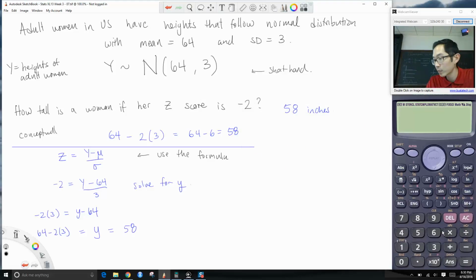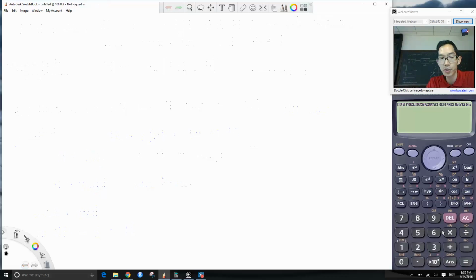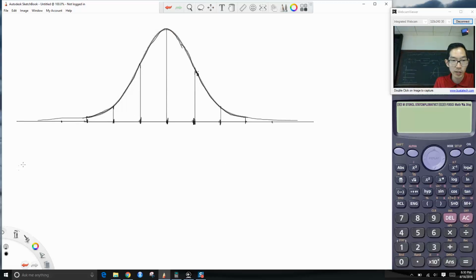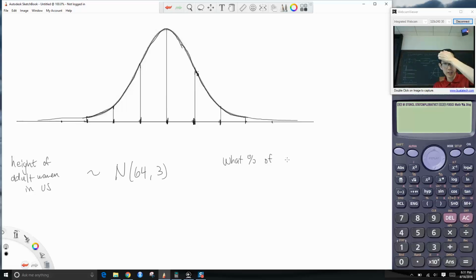All right, and so with this, we can now start to answer questions related to the normal distribution. So we can say things like, again, heights of adult women in the U.S. come from normal distribution 64, 3. And we could say, what percent of women, and when I say women, I mean U.S. adult women.